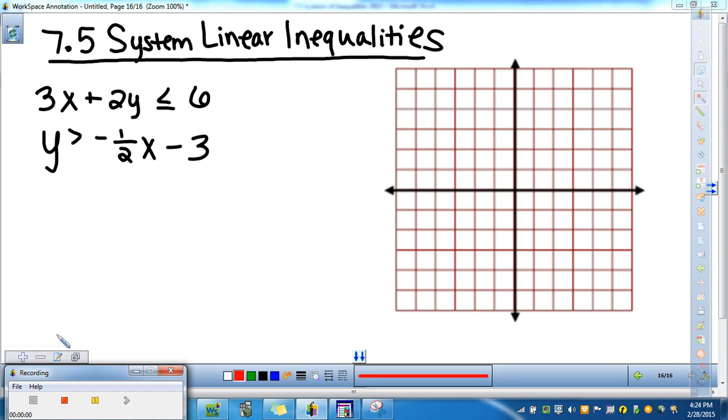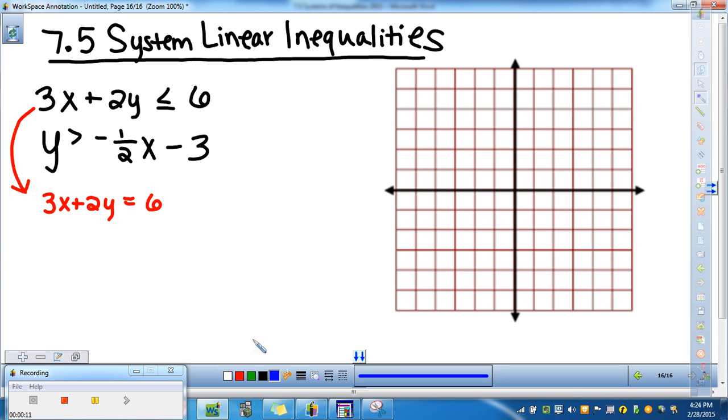To solve this system of linear inequalities, we will graph each inequality separately and see where the shading overlaps. To graph the first inequality, we will begin by looking at the equation for the boundary line, which is replacing the inequality symbol with an equal sign.